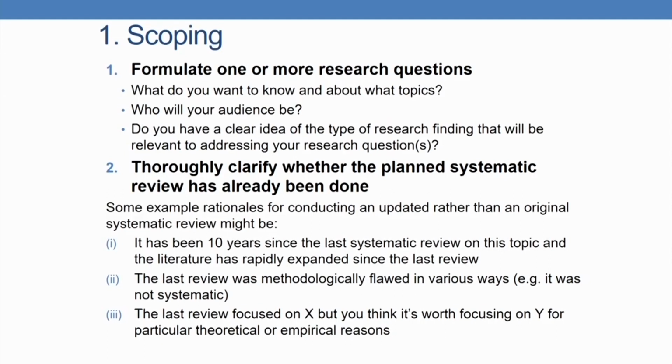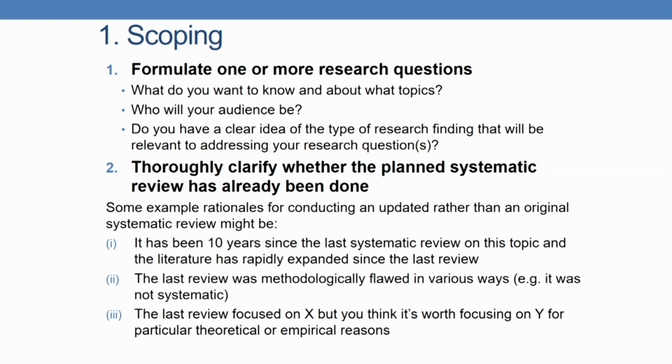Now, the first stage in being able to carry out an effective systematic review of literature is what is referred to as the scoping stage. There are 2 sub stages in the scoping stage. One is to formulate one or more research questions, and second is to thoroughly clarify whether the planned systematic review has already been done.